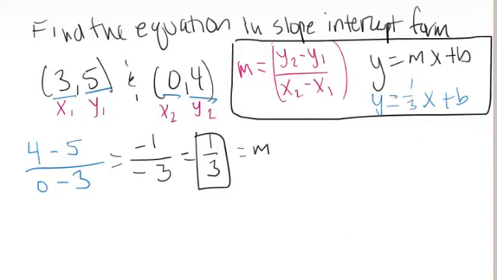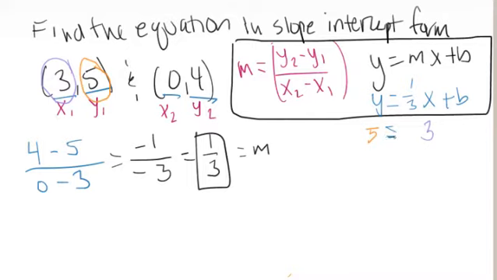Well, this is kind of a cool thing. I can actually plug one of these points in here and then solve for b. So let's take our first point. I'm going to go ahead and grab the 5, and I'm going to plug it in for y. And then I'm going to go ahead and grab the 3 and plug it in for x. And then we'll go ahead and fill everything else in normal.